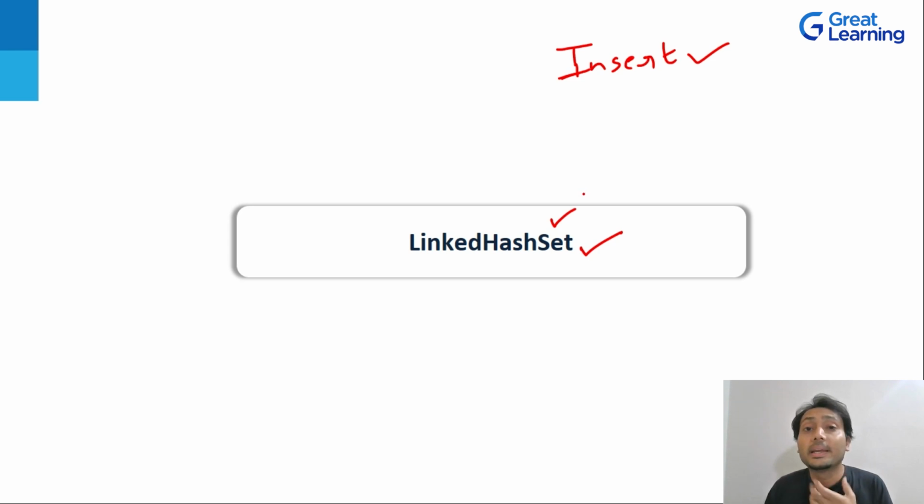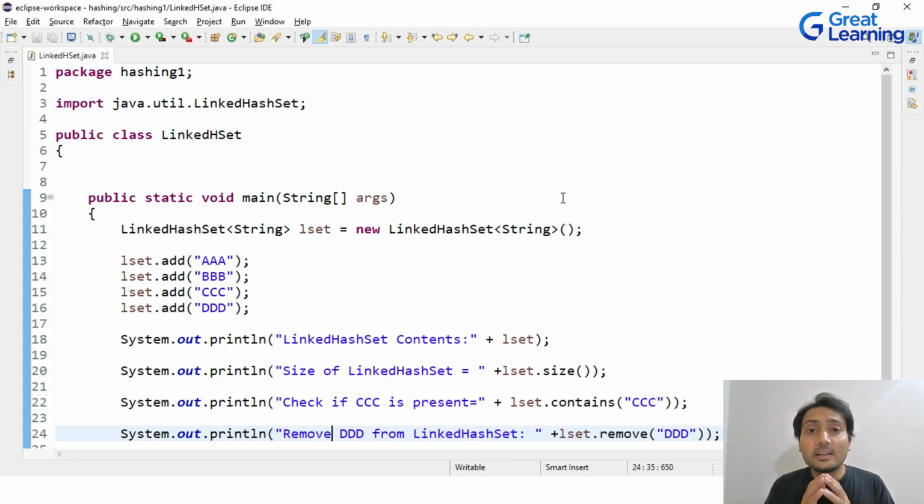But what about duplicate values, right? Will it store them or not? To understand this better, we'll quickly move to the demonstration part and check all the properties of this linked hash set. So this is our implementation part. Here we have this code. Don't worry, I'll explain this line by line.